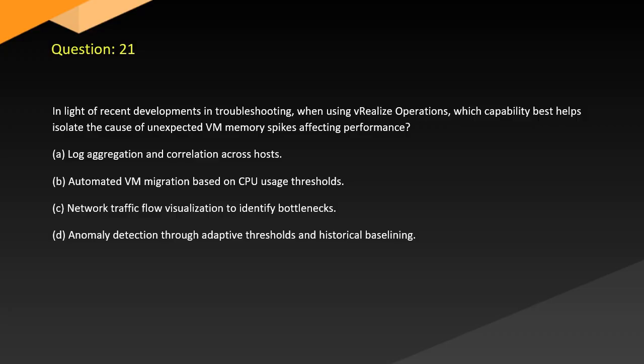Question 21. In light of recent developments in troubleshooting, when using Realize Operations, which capability best helps isolate the cause of unexpected VM memory spikes affecting performance? A. Log aggregation and correlation across hosts. B. Automated VM migration based on CPU edge thresholds. C. Network traffic flow visualization to identify bottlenecks. D. Anomaly detection through adaptive thresholds and historical baselining.